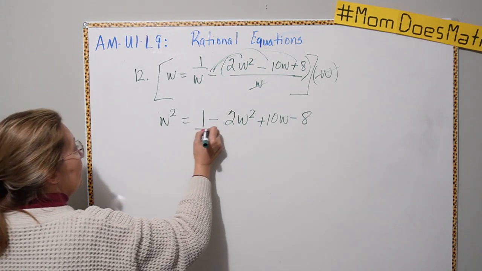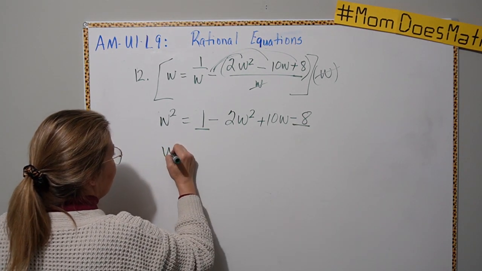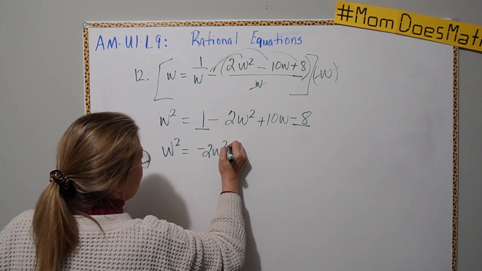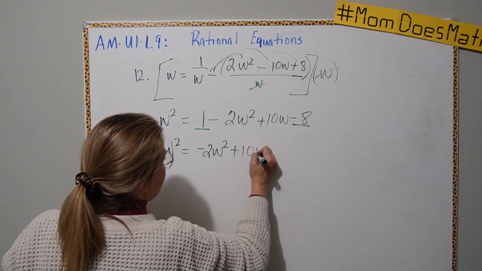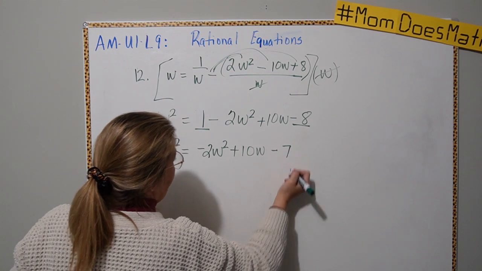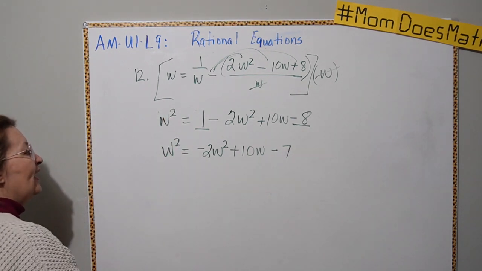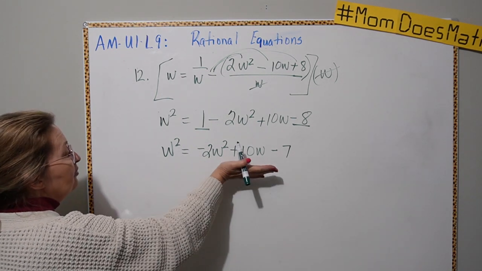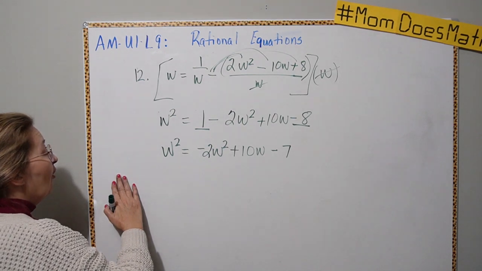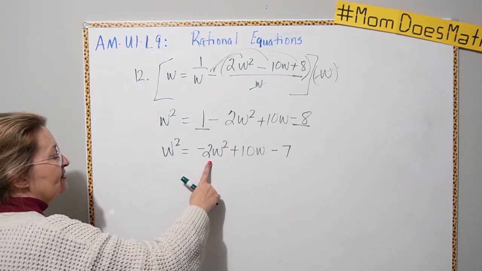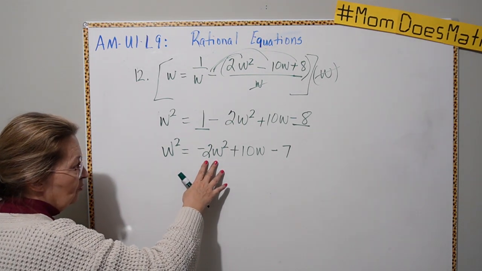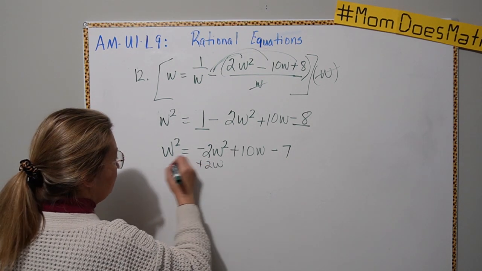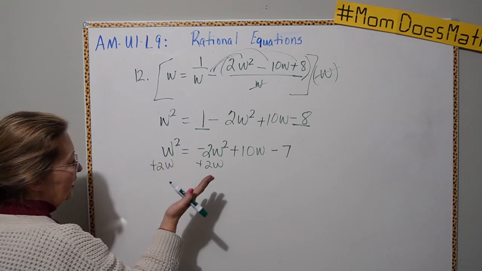Okay, let's go ahead and combine the 1 and the minus 8, and that is going to leave me negative 2w squared plus 10w minus 7. Okay, so now I see this quadratic, well, both of them, so I know I need a 0 here. I'm going to move all of this over here because that's going to be my leading term, because it has the exponent 2. If I move it over by adding 2w to each side, then it becomes positive.